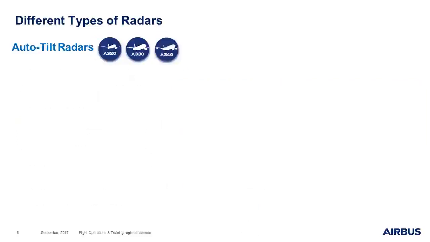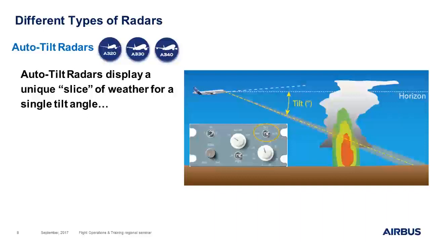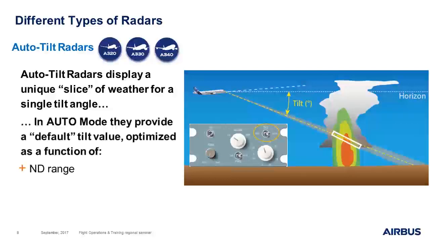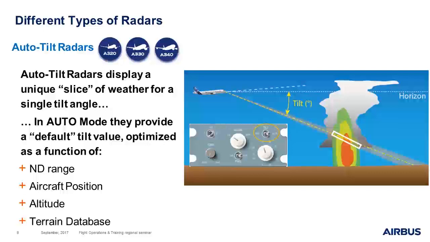Now, let's move to auto-tilt radars. Auto-tilt radars also display a unique slice of weather for a single tilt angle, a little bit like the manual radar. But the difference with manual radar is that in auto mode they provide a default tilt value, which is an optimized value as a function of ND range, aircraft position, altitude, and terrain database.